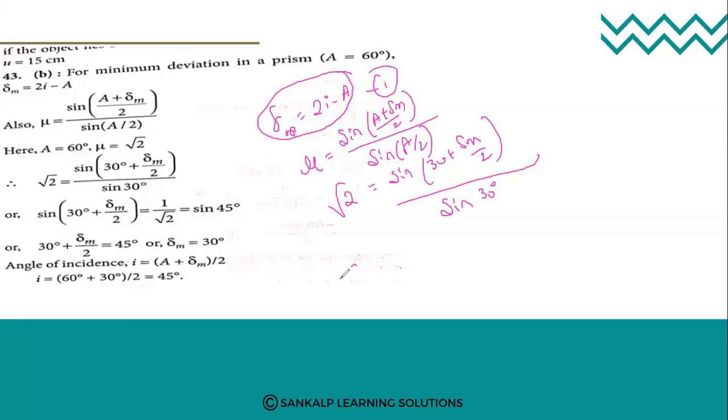But what we need to calculate here, students, is the value of the angle of incidence. So you can use equation 1. Therefore here I is equal to (A plus delta M) by 2. So therefore I is equal to 45 degree.